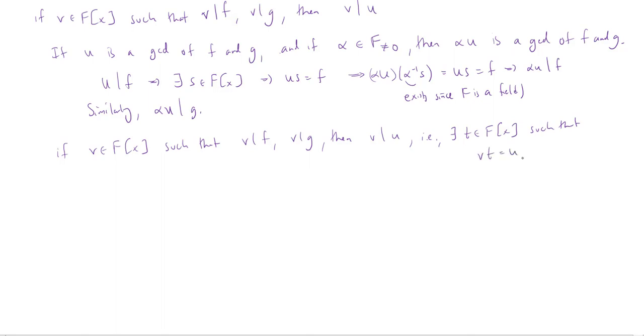And now we play a similar game. We want V times something to equal alpha U. But that's easy enough. V times alpha T is going to equal alpha U. We just multiply both sides by alpha. Therefore, we conclude that V divides alpha U. So this tells us that any non-zero constant multiple of a GCD is again a GCD.